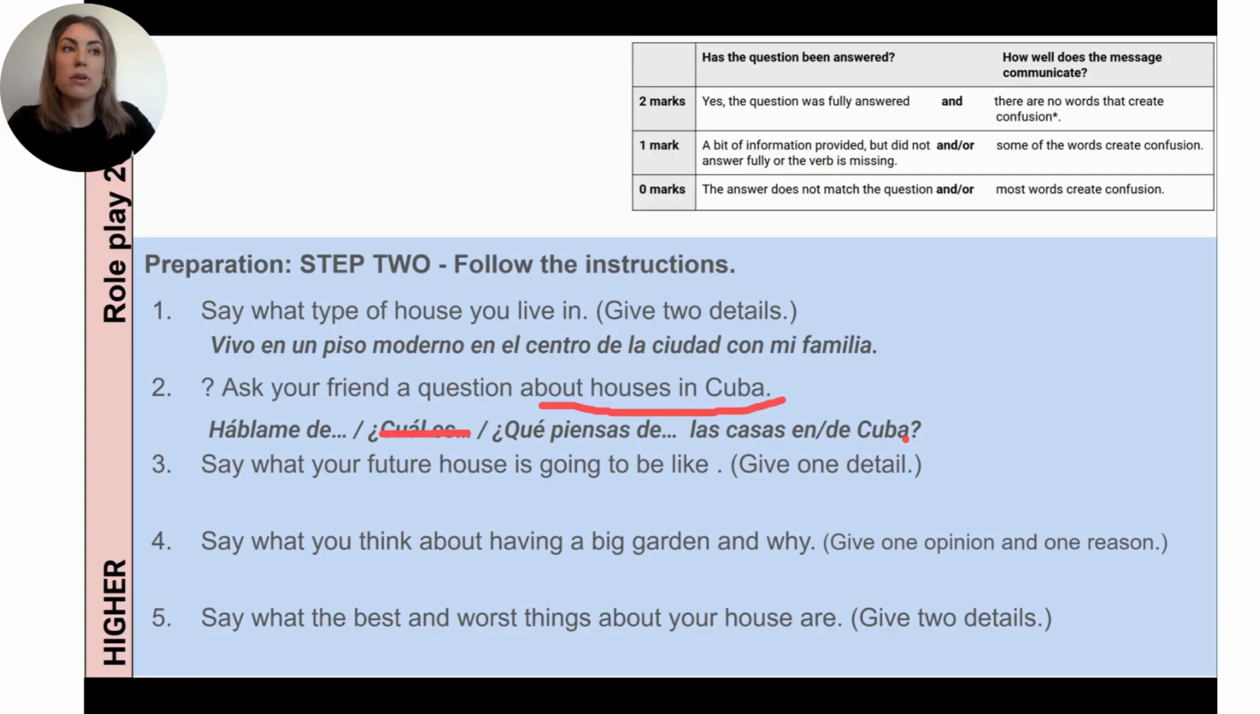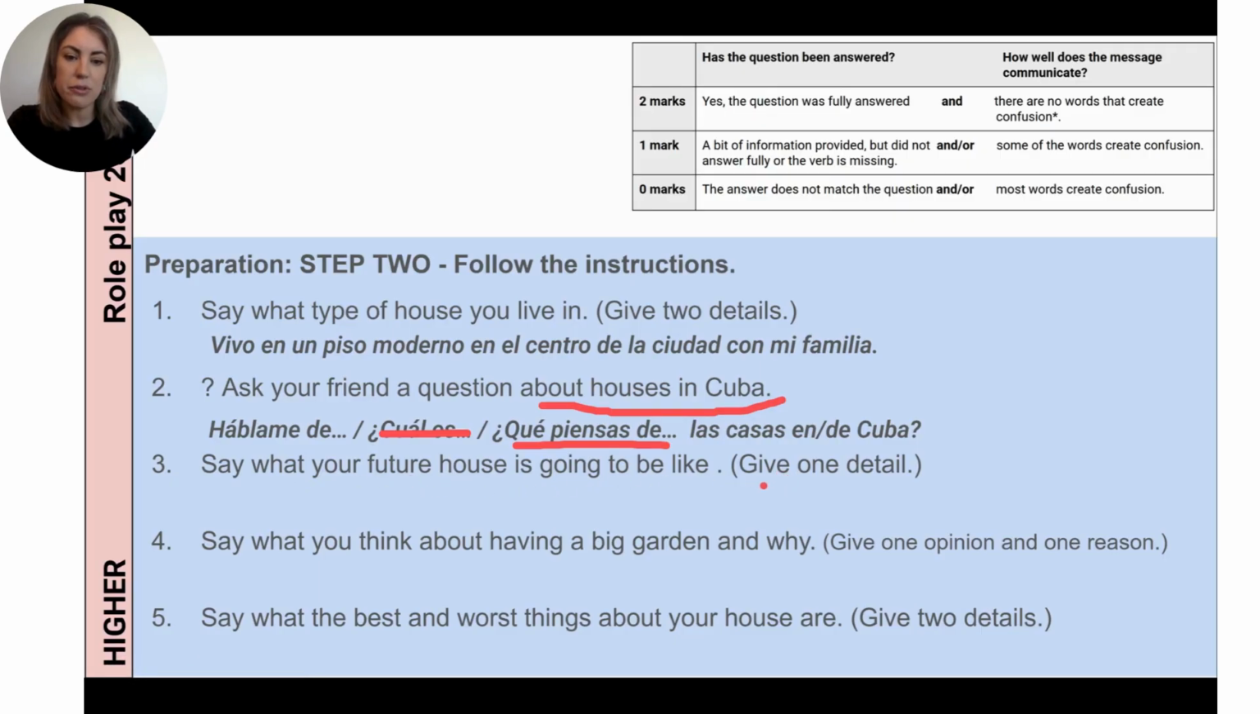We could also ask, what do they look like? So, ¿cómo son las casas en Cuba? But I just thought that these two examples are good. Also because ¿qué piensas? is not something that we can always use. Okay. Number 3. What your future house is going to be like. This requires the future tense.